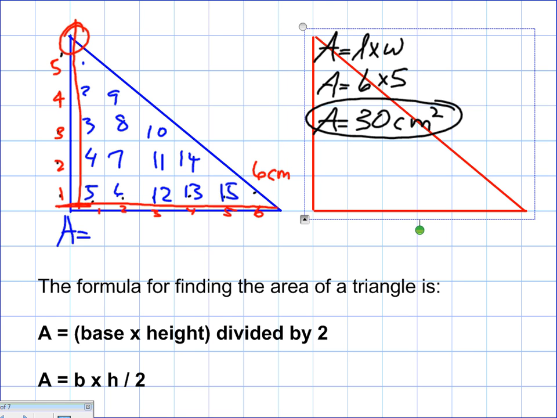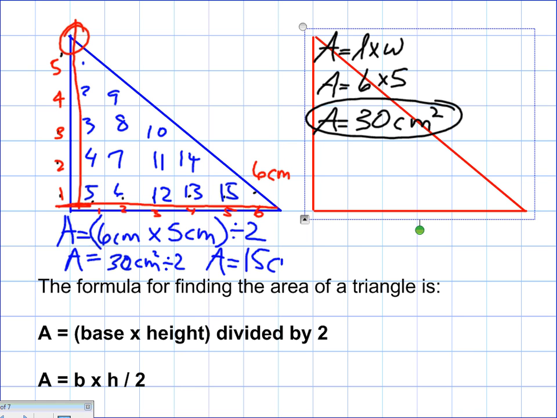So if my area equals base, 6 centimeters, times height, 5 centimeters, and then I'm going to divide by 2. So my area equals 30 centimeters squared divided by 2. So my area is going to be 15 centimeters squared. So according to my formula, my area of my triangle is 15 centimeters squared.